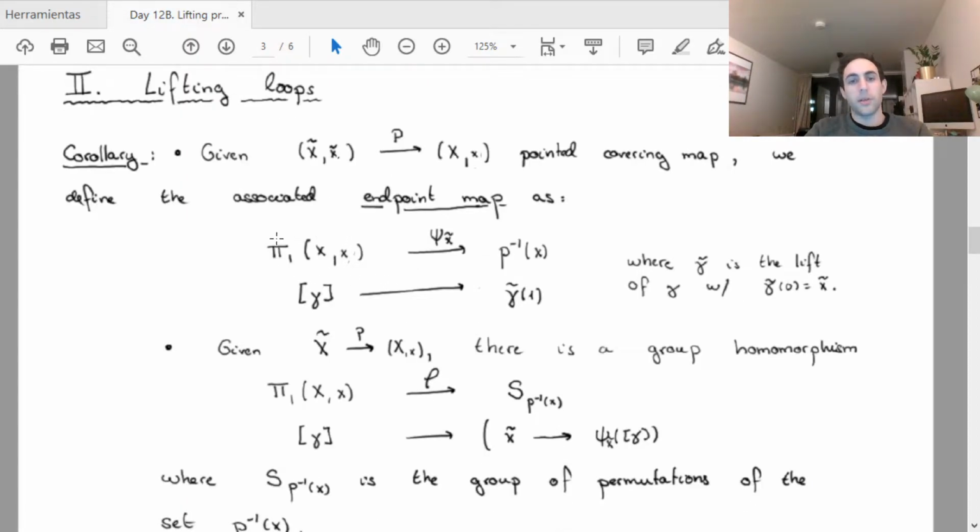So I'm interested in pi1 of the base, based at some little x, and I'm given some class there, represented by a loop gamma. Now, as we just said, I can think of gamma not as a loop, but as a path, and then I can immediately find a lift. This lift I call gamma tilde. Now, I'm not going to get any gamma tilde, I'm going to get a gamma tilde that starts at the point x tilde.